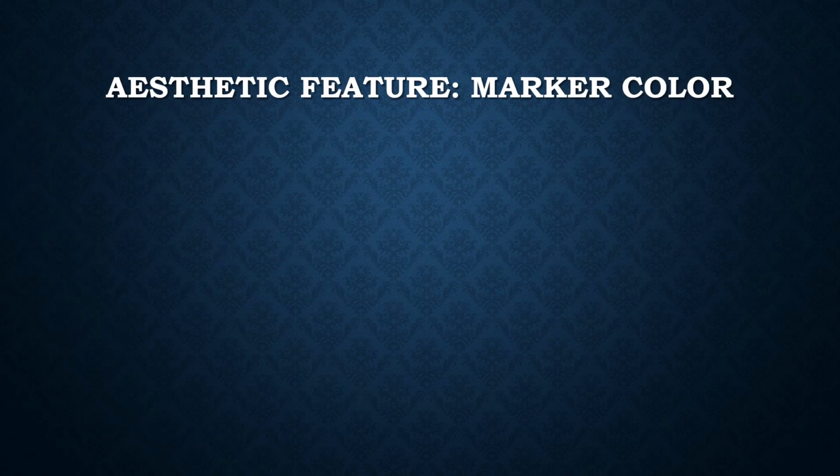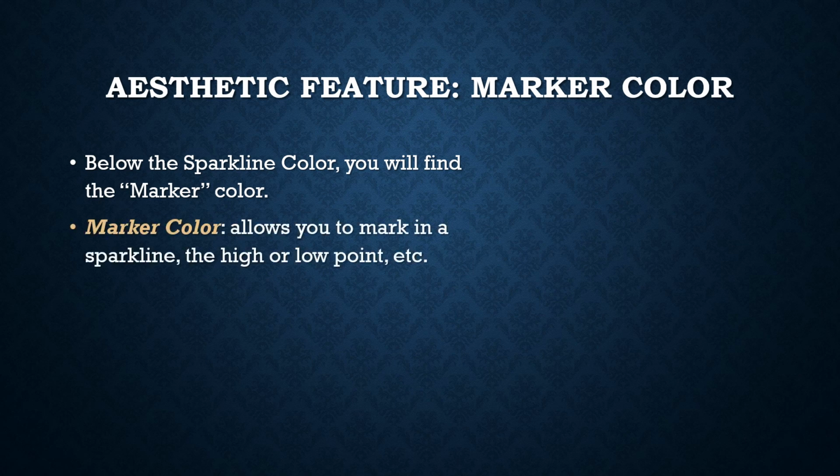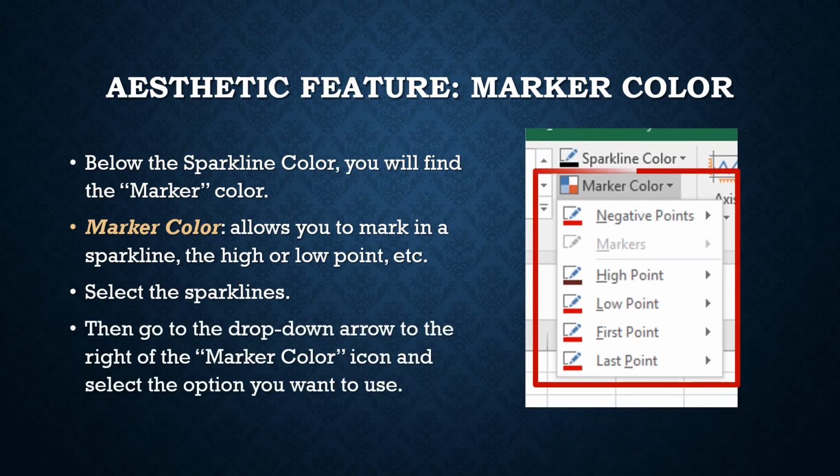The Sparkline Marker Color. Below the Sparkline Color, you will find the Marker Color icon. The marker color allows you to mark in a sparkline the high or low points, etc. To do this, select the spark lines, then go to the drop-down arrow to the right of the marker color icon and select the option you want to use. If you notice, you have options of high point, low point, first point, last point, and you even have negative points.